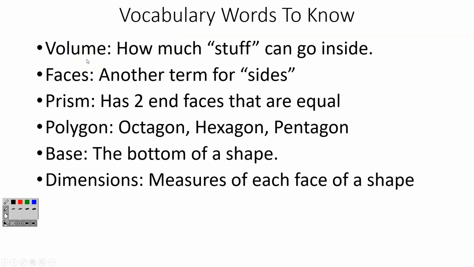You need to know volume basically means how much stuff can go inside something. The word faces is just another term for sides. Prism has two end faces that are equal. A polygon, some examples of those could be an octagon, a hexagon, or a pentagon. Base just means the bottom of the shape, a three-dimensional shape. And dimensions are also known as measurements for each face of a shape.